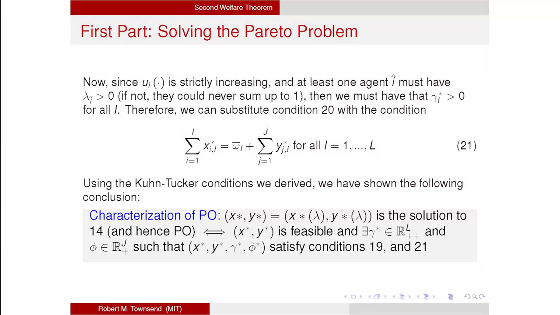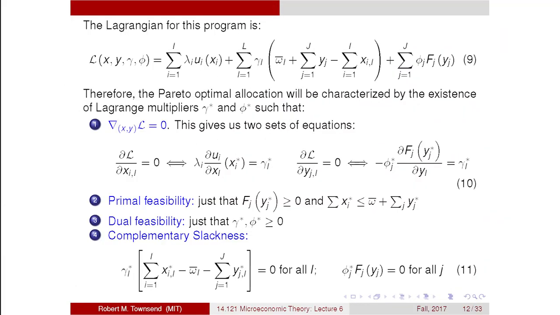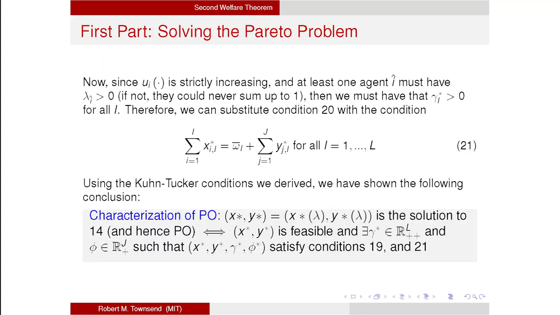19 and 21 were, something happened in the process. This is 10. And 21 is the feasibility constraint. No, it's right here, 21. All right, so much for characterizing the Pareto optimal allocation.